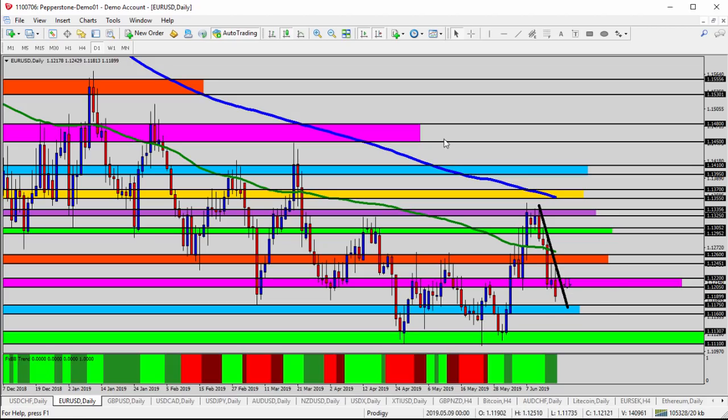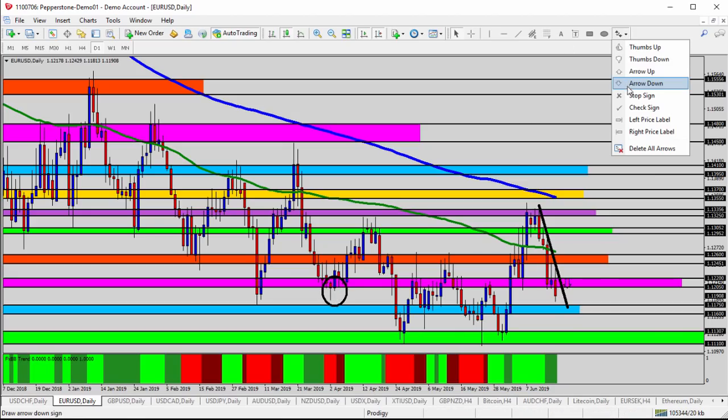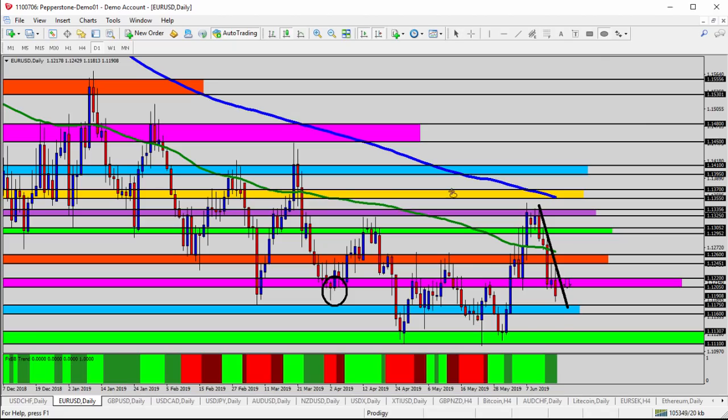Let's zoom in. Actually, before I zoom in, I want to point out a couple of other times where we did what we're doing today. We challenged it over here on the left hand side where the black circle is, didn't break it, and turned back around and went back higher again. There's another time right here where the market got underneath, didn't break it, and turned back around and went back up again. So we need to be careful that we're not falling prey to a false breakout.